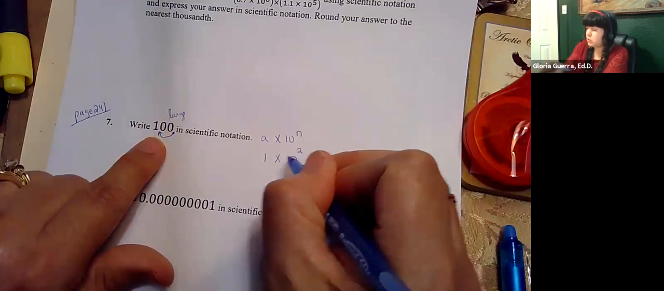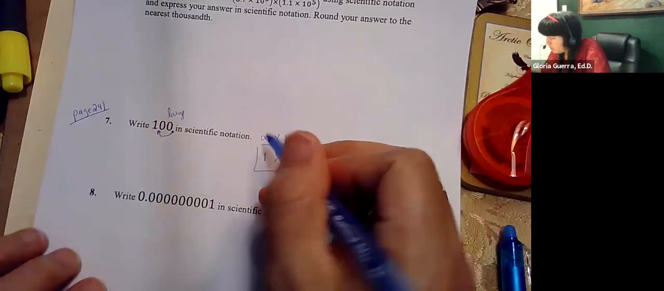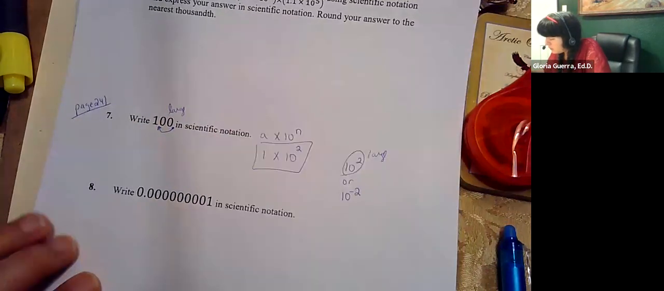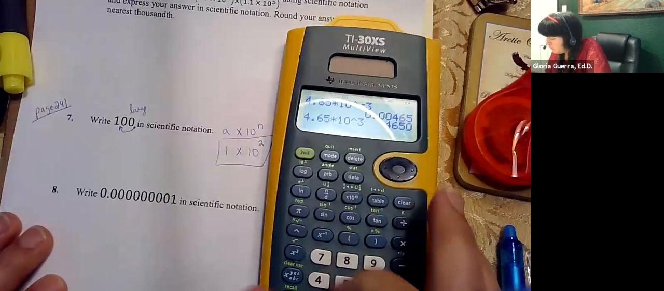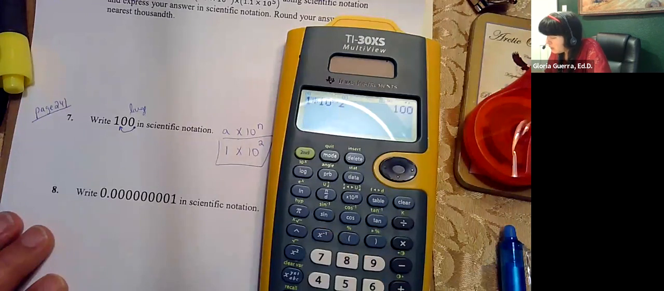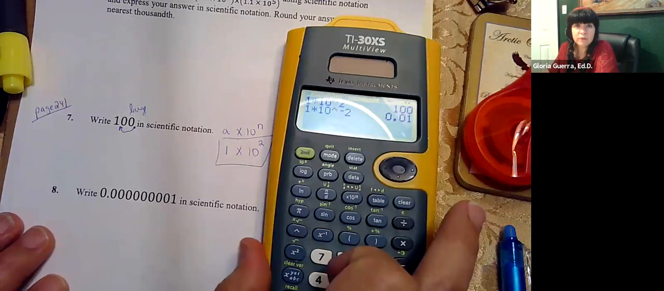Okay, and then you can check. 1 times 10 raised to the second power, see, versus 1 times 10 raised to the negative 2 power, see? So you want the top one.